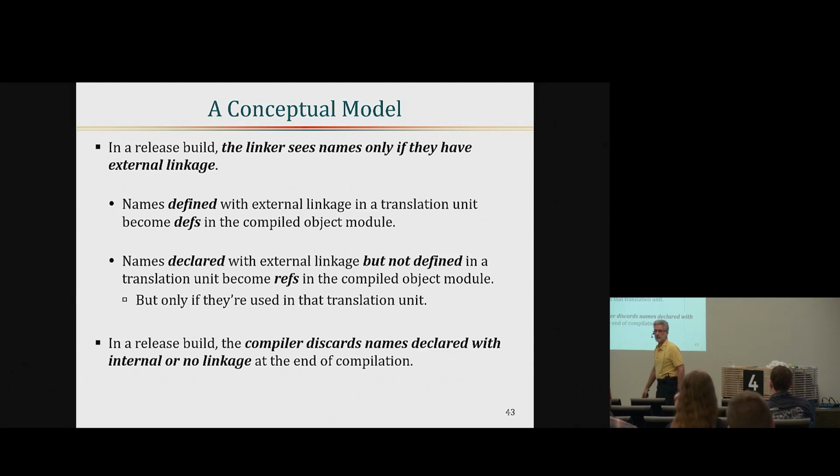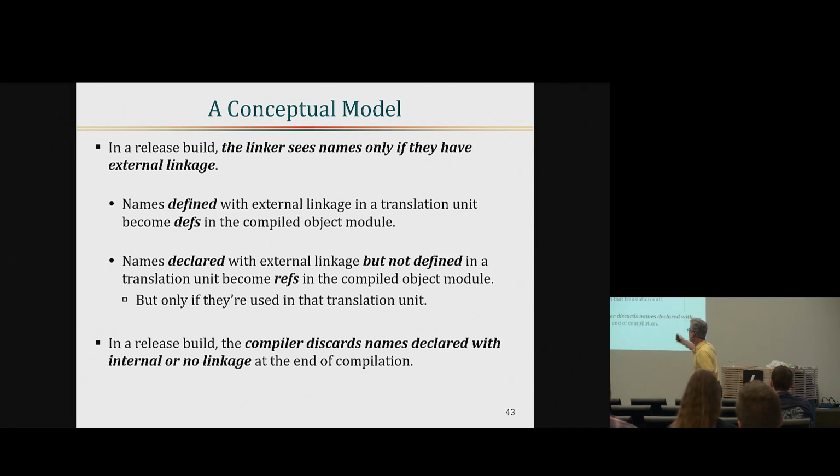So here's a good conceptual model of what's happening: names that have external linkage are names that are passed on to the linker in a release build. Names that have internal linkage and no linkage are useful if you're doing symbolic debugging, but the linker doesn't use them when it is combining object files together to produce an executable.